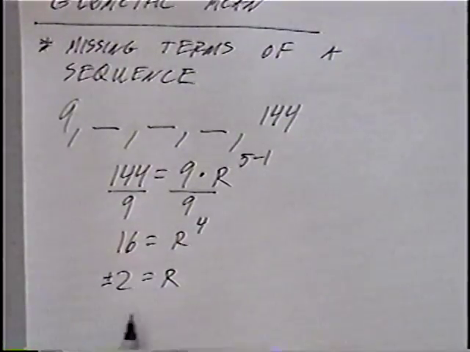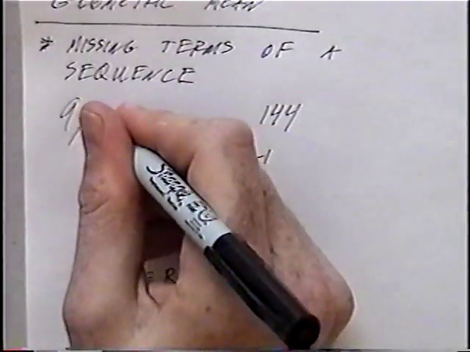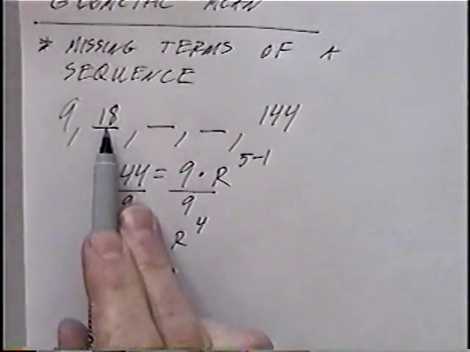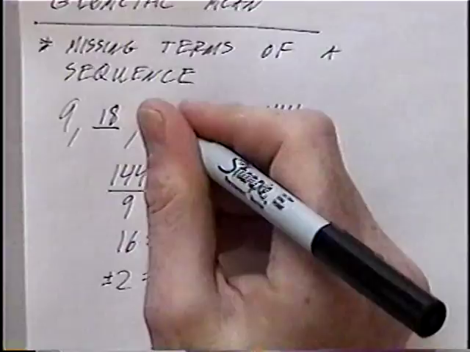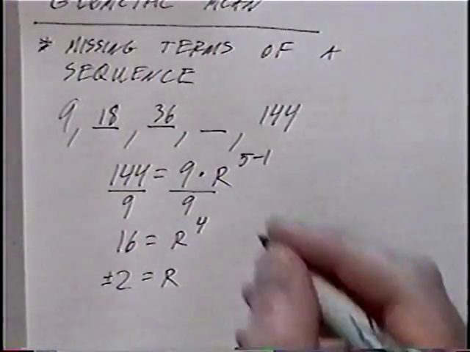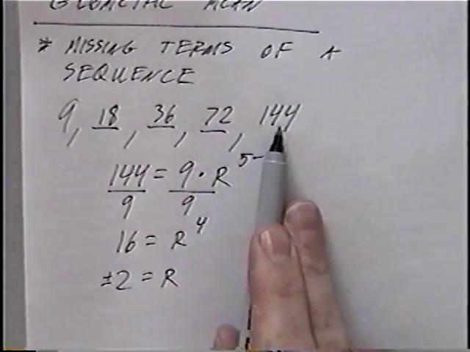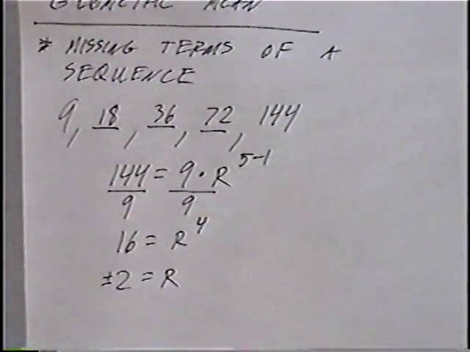The first answer for this question, if r is positive 2, 9 times 2 would be 18. 18 times 2 would be 36. 36 times 2 would be 72. And 72 times 2 would give us our final number, 144.